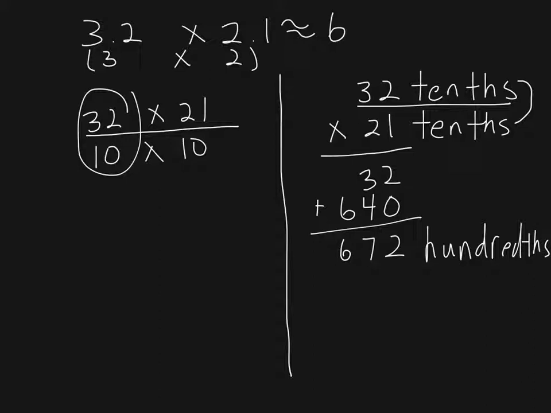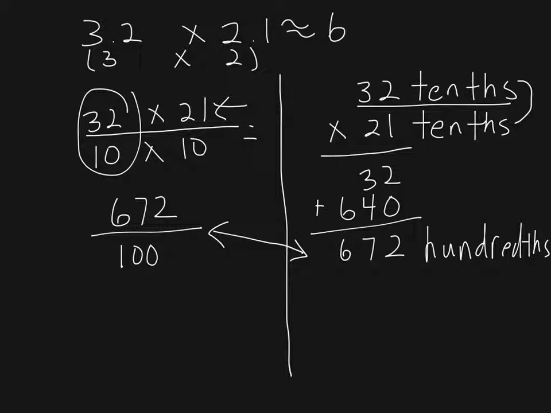Now I'm going to go back to the left, and I've already done my multiplication of 32 times 21 up here. So I know that this is going to be 672 over 100. So this is really just a different way of saying the same thing. 672 over 100 is the same as 672 hundredths.